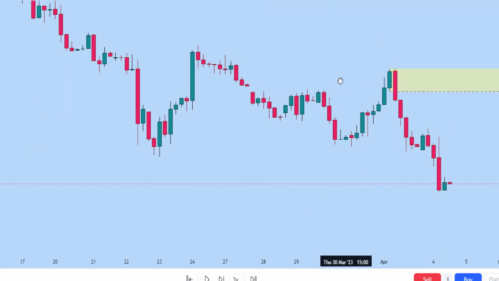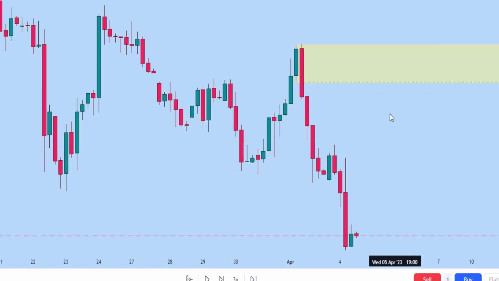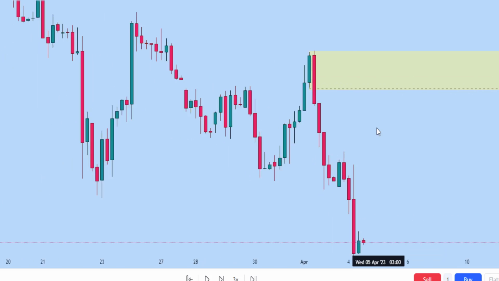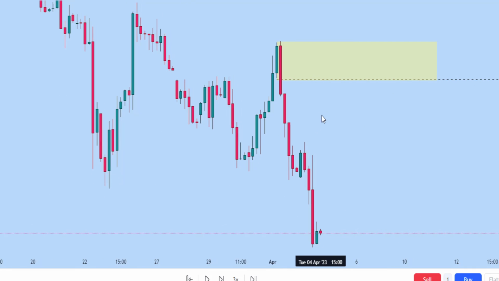So basically once you see this, this is an order block. And what type of order block is this? It is a bearish order block because we are expecting price to come back to it and then head over to the north. So this is an order block.